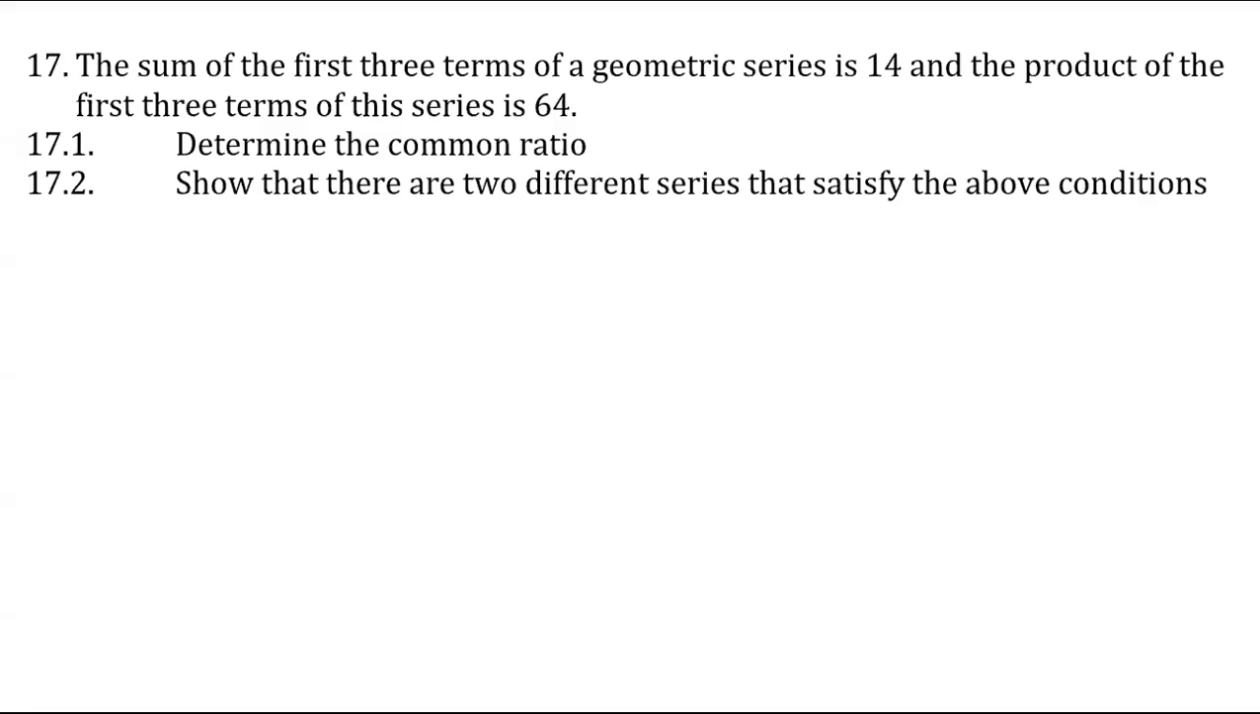Miller. Let's answer this question, number 17. The sum of the first three terms of a geometric series is 14. So when we add the first three terms of a geometric series, we will get 14. And the product of the first three terms of this series is 64. So we're given two statements there. I will focus on the first statement.